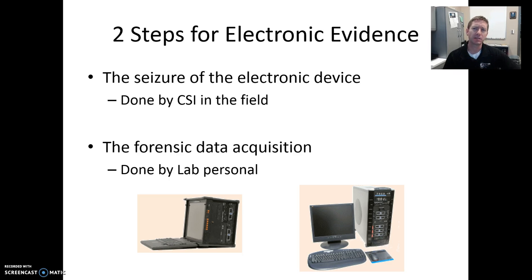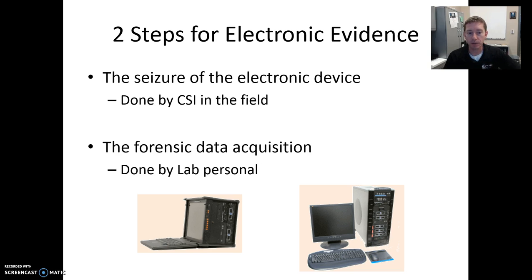So I kind of mentioned this already, kind of gave you a little spoiler. Two steps here. We have the step we do as CSIs where we collect the evidence, bag it, and tag it. And then we have the data acquisition done by the folks at the crime lab. The two units you see pictured here are devices referred to as FRED, Forensic Recovery of Electronic Data. Sorry, I had a little forgetfulness there for a second.